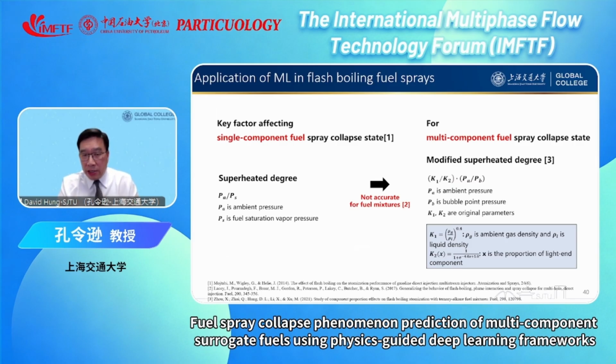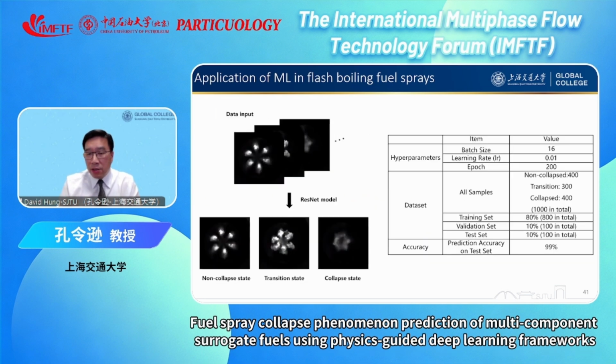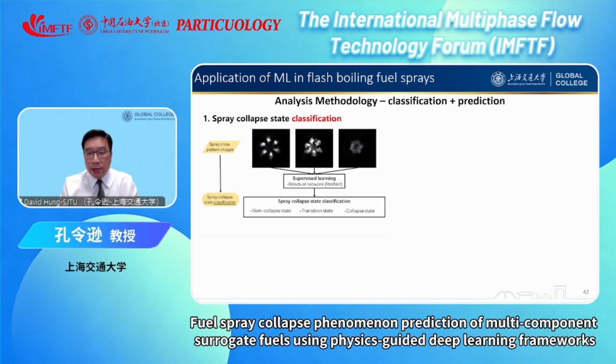For single component, it's easy, but for multi-component fuel, we identify a ratio of K1 over K2, which is already identified in popular literature to identify the superheated behavior if you have more than one component. So with this, we have done a lot of our data. We can see that we identify different data input as non-collapse, transition, or collapse state. And then we also use a typical machine learning classification way to input our data. And then first is to classify.